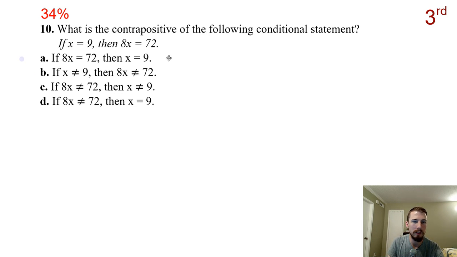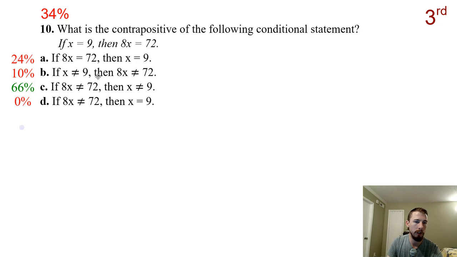Okay, so what's the contrapositive of the following conditional statement? So we're going to switch the order and negate it. So we're going to start out with the Q term, but the opposite of the Q term. So if 8x is equal to 72, then we're going to start out with 8x is not equal to 72. Then x is equal to 9. It's going to be x is not equal to 9. So our answer would be C as in Charlie.